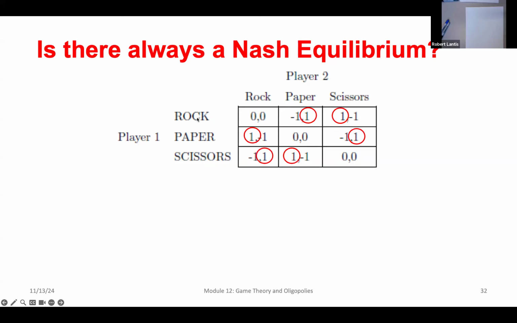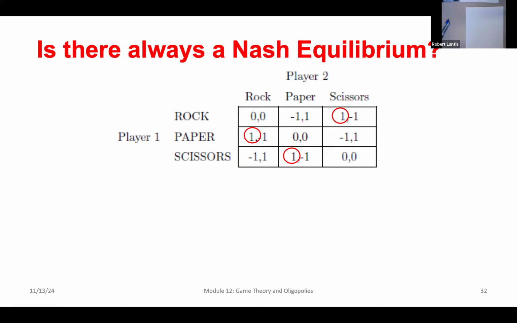The same kind of thing would happen for player 1, right? If player 2 chooses to throw rock, what should player 1 do? 1 is the highest. Player 2 chooses paper, 1 is the highest. Scissors, 1 is the highest. So where's our equilibrium? There isn't one, right?